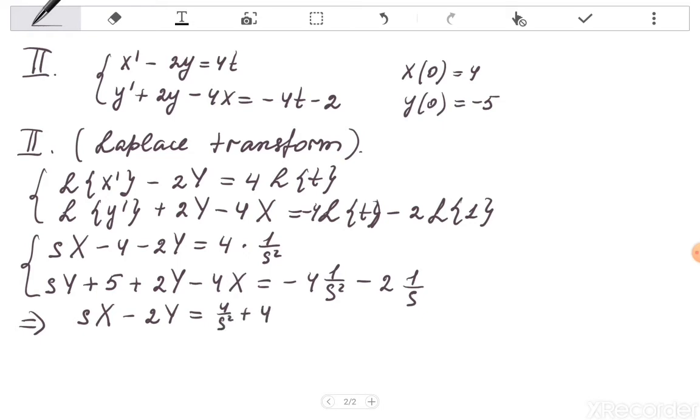Plus 4. So this 4 will move to the right. And here the coefficient of Y is s plus 2. And the coefficient of X is minus 4. So we write minus 4X plus (s plus 2)Y. This is equal to minus 4 over s squared minus 2 over s minus 5. So from this we need to find X and Y, and then apply the inverse Laplace transform to find the functions x of t and y of t. So let's do this.